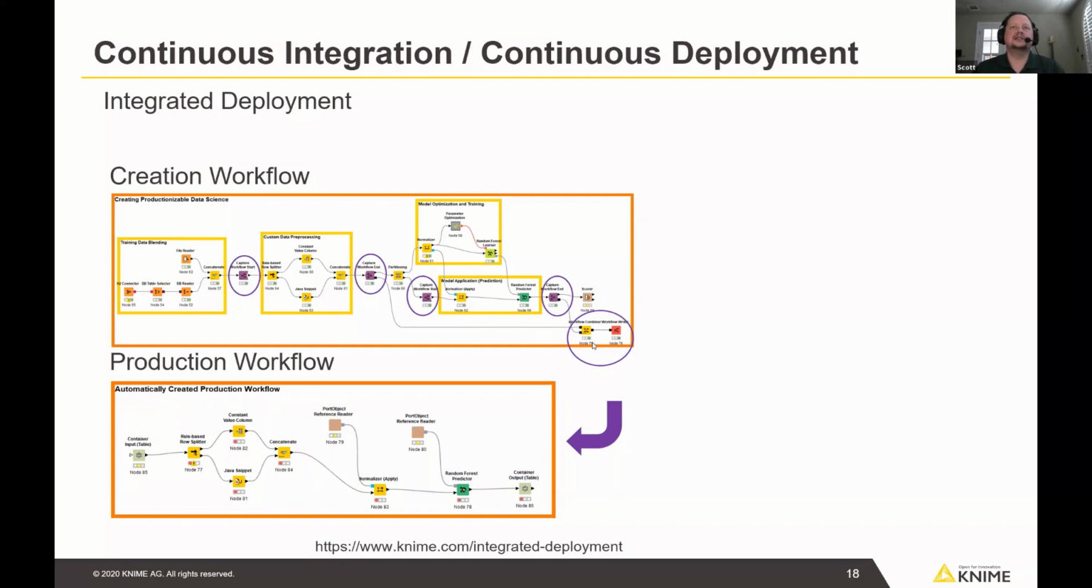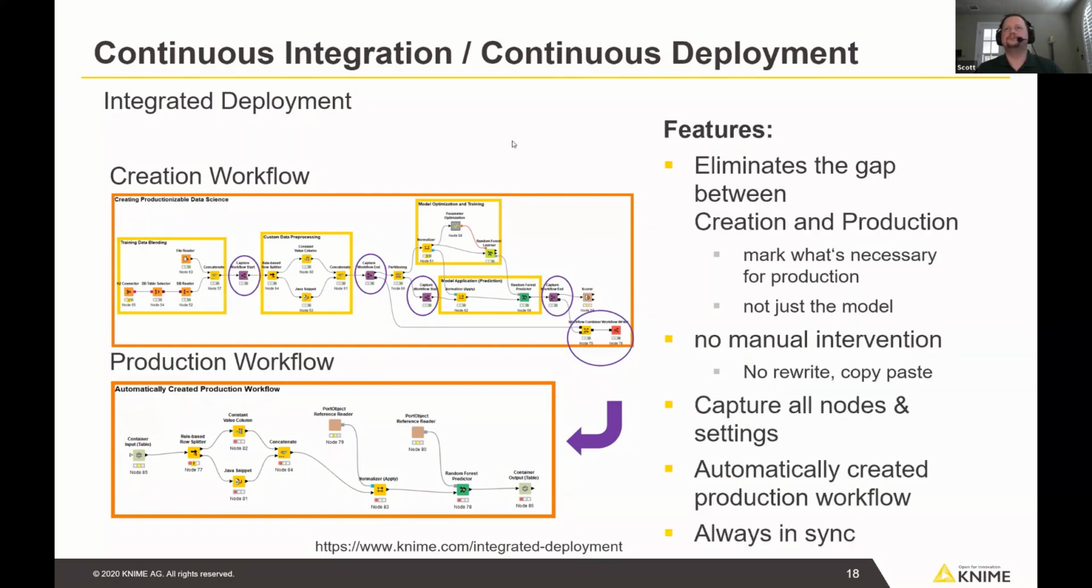And whatever I set aside, I can then use with a workflow combiner and workflow writer, it turns out, to automatically generate this production workflow, which is what you see at the bottom. This section right here, the custom data pre-processing, matches exactly what I captured before. And this section with the normalization and predictor, again, matches what I captured before. So why would I want to do this? Well, it turns out that building workflows this way, building the creation workflow and then automatically creating the production workflow, eliminates that gap between the creation and production.